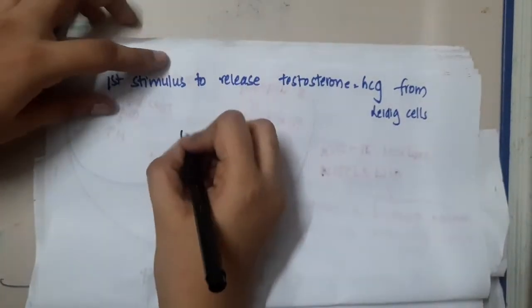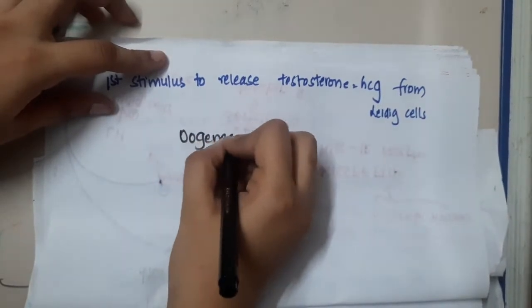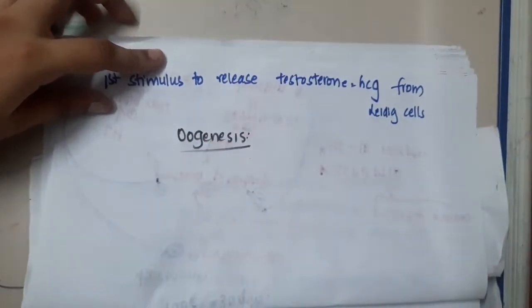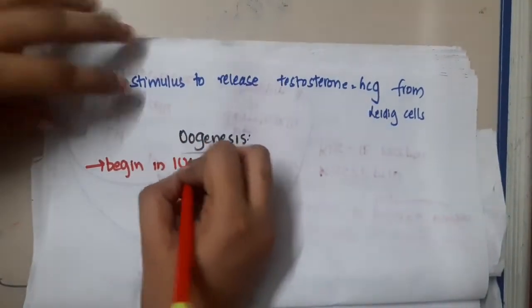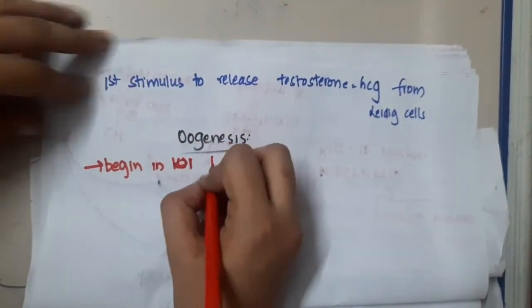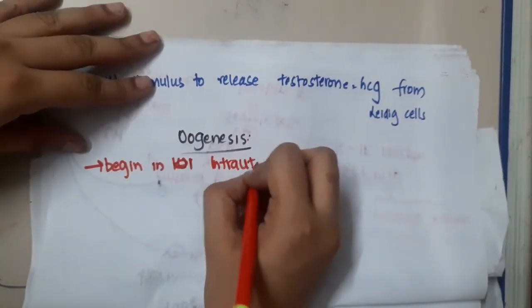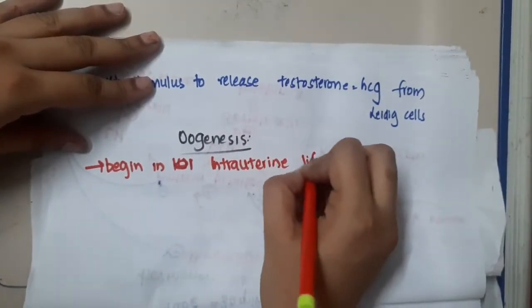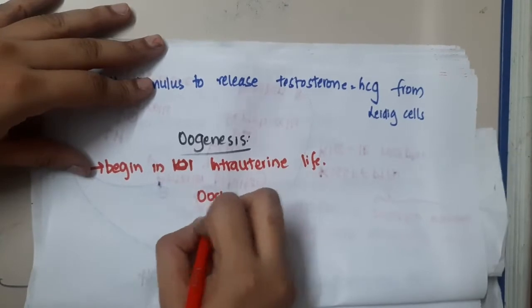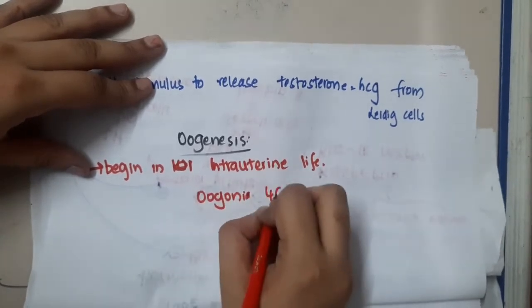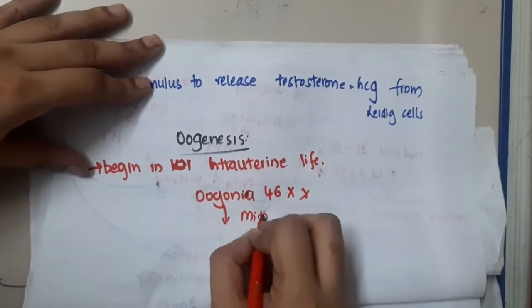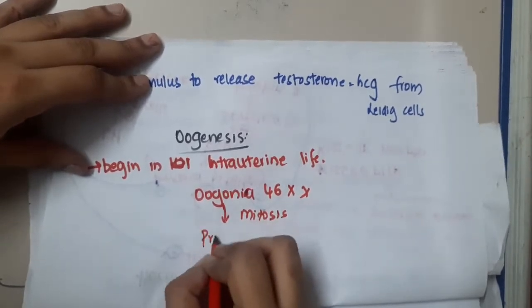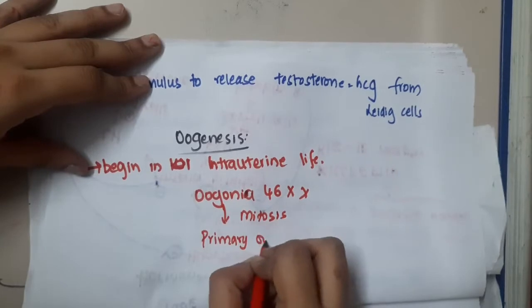Hello friends, let us now learn some important points about oogenesis. Where does oogenesis begin? It begins in intrauterine life. In oogenesis there is oogonia. Oogonia is 46XX. This oogonia undergoes mitosis and results in the formation of primary oocyte.